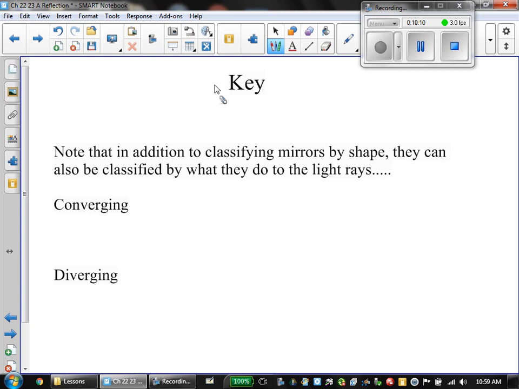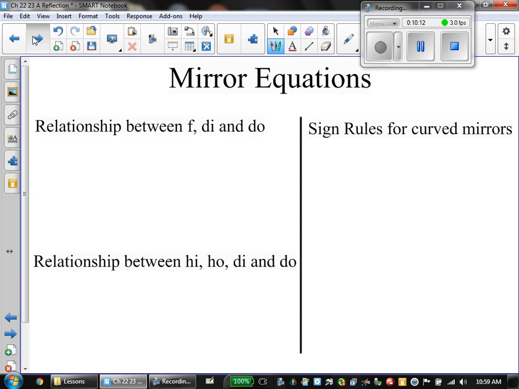Now the last thing I want to do is give you the mathematics for this, and I'm just going to give you the equations. The equation relating the focal length to DI and DO is written as 1 over F equals 1 over DI plus 1 over DO. That's something you can confirm in the laboratory, but I usually just tell people that's the equation. Just be careful, you can't flip it over. You can't say F equals DI plus DO.